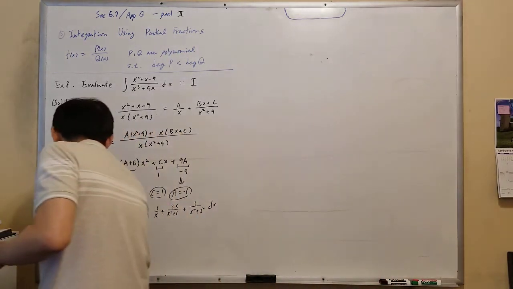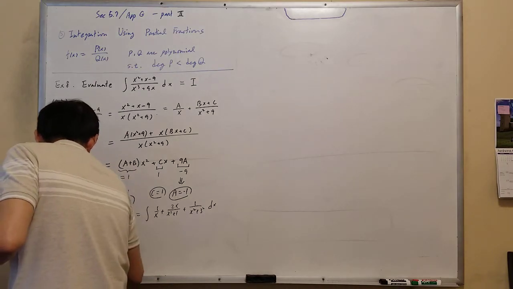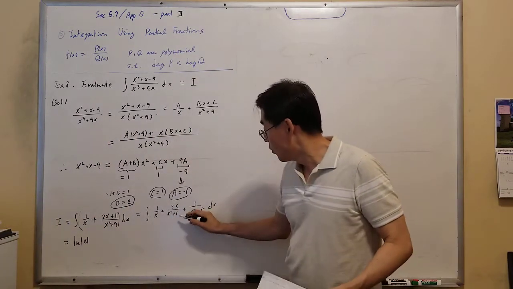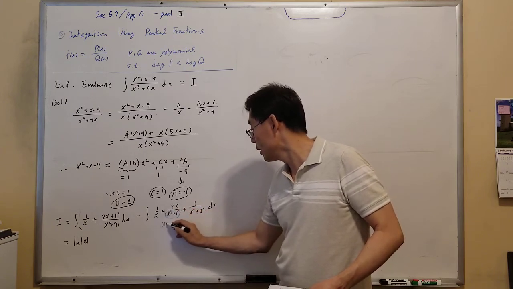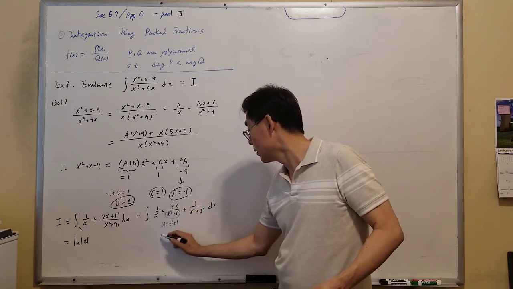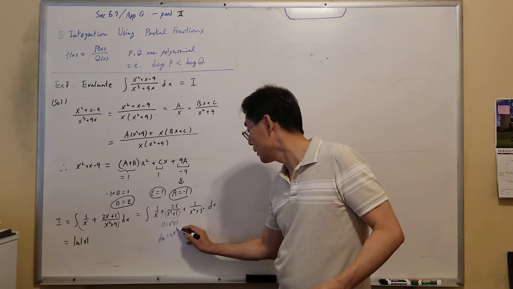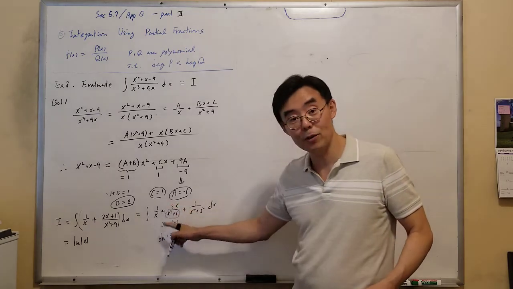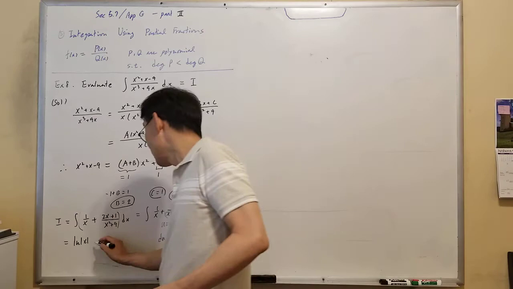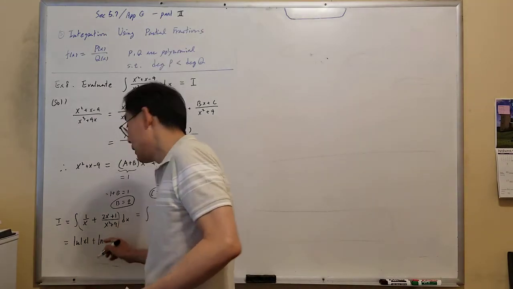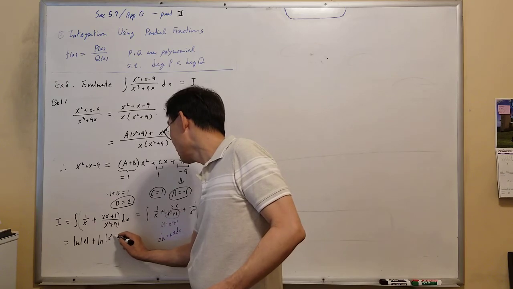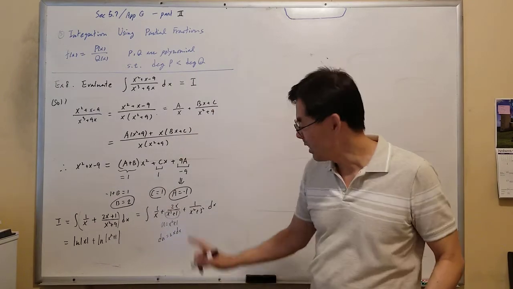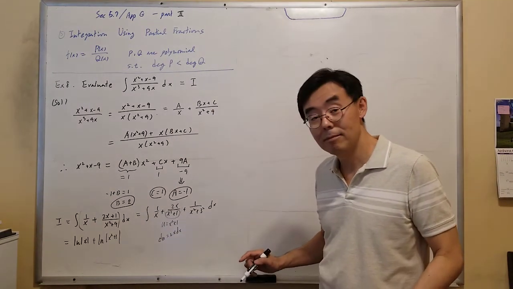Then the integral of 1 over x is ln of absolute value of x. What about this one? If I call this u equals x squared plus 1, du equals 2x dx. So this is 1 over u du, so ln of absolute value of u, which is the absolute value of x squared plus 1. Alright? This is a simple substitution.